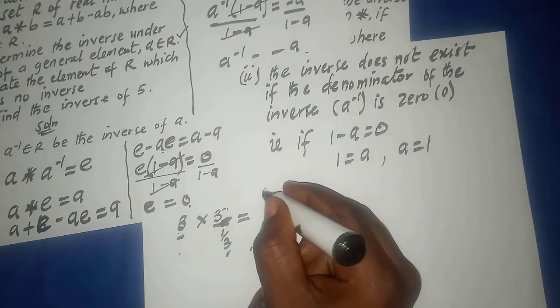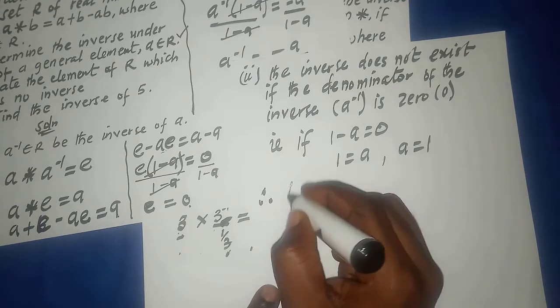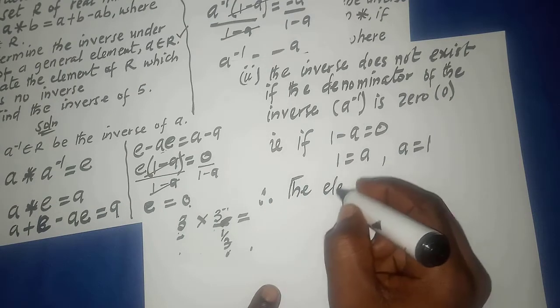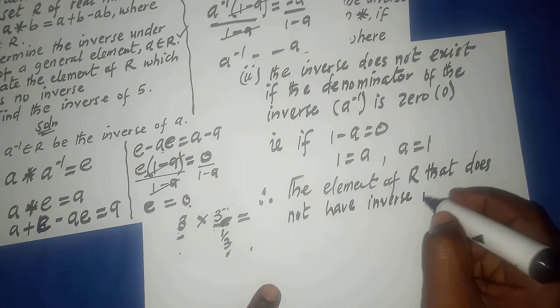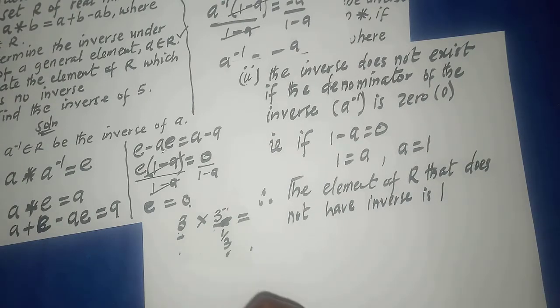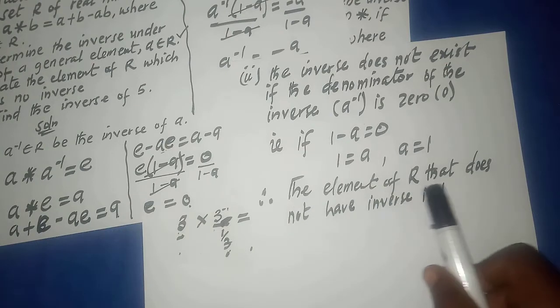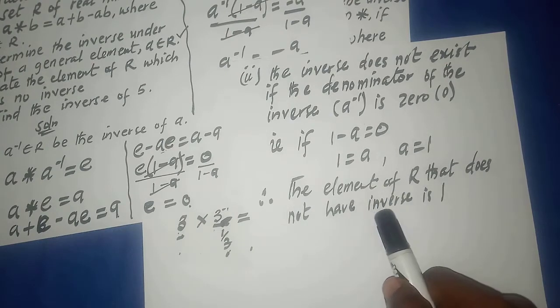Therefore, the element of R that does not have an inverse is what?